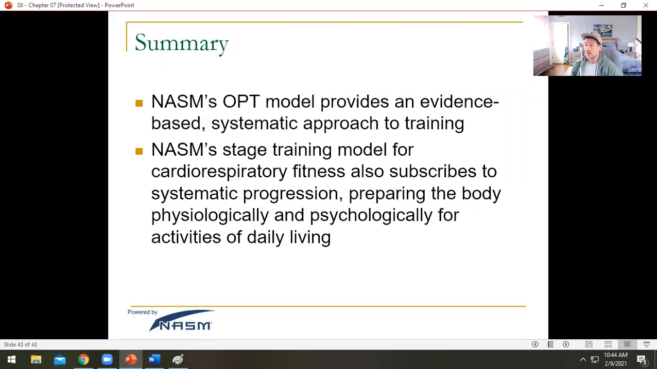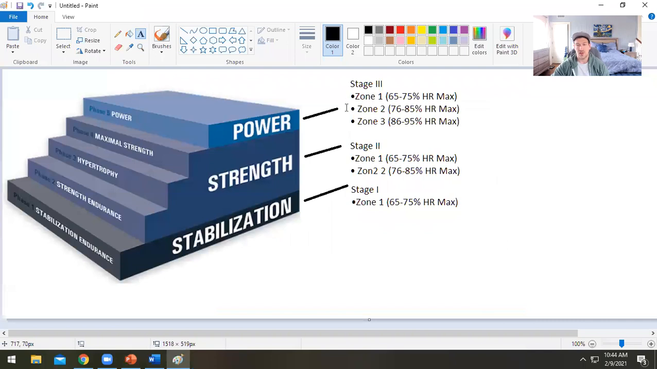The OPT model is the best way for us to be able to write programs and design them to be effective and also not to overtrain our clients. And NASM will also have stage training that corresponds with that OPT model, right? Stage 1, stage 2, and stage 3, depending on if your client is in level 1, level 2, or level 3.